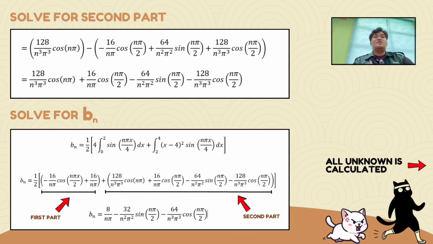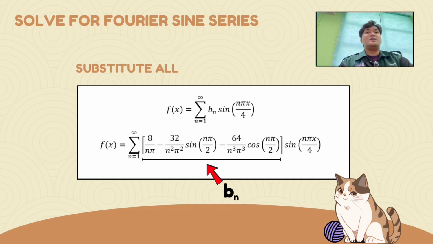Okay, since we already solved for the second part, we can solve for the bn. We just need to substitute for the first part and also for the second part, since we already solved it, and we got the bn. Since the unknown is calculated, we can solve for the sine series. After substituting the bn calculated, we got the Fourier sine series, and that solves task 2. We continue for task 3.